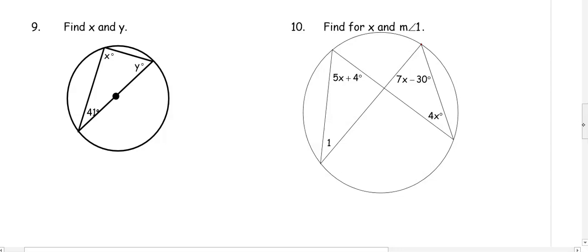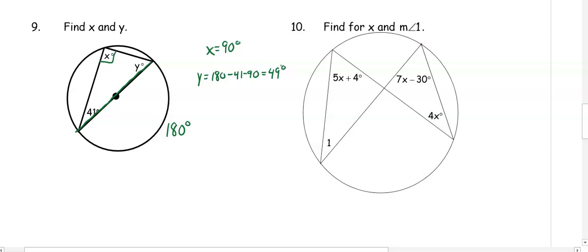Number 9, solve for x and y. Well, again, we see that we have a diameter, which is making our semicircle. So we know that this has to be 180 degrees. So x is the inscribed angle of that arc, so we know that x has to equal 90 degrees. Then to get y, we see that it's a triangle, and in a triangle we know there's 180 degrees. So y is going to equal 180 minus 41 minus 90, which would get us 49 degrees.